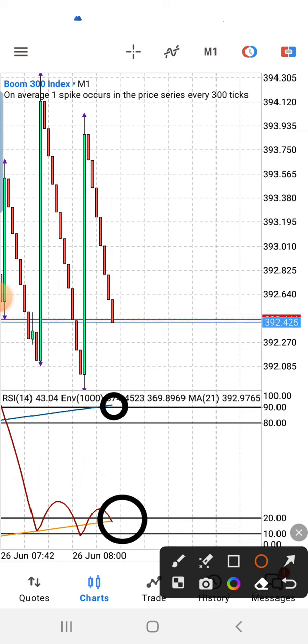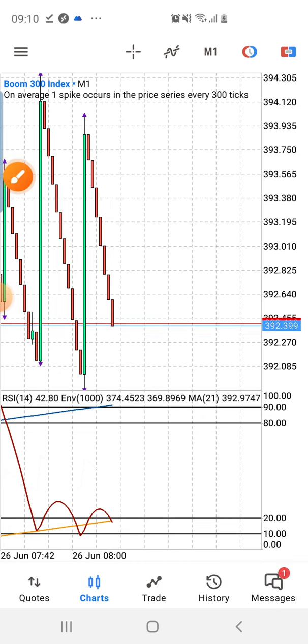So you want to make sure that the envelope is between level 20 and 10, and also between level 90 and 80. That's what you want to make sure. Then wait for your moving average to come. You can still use this to catch spikes, but I prefer using it to scalp.